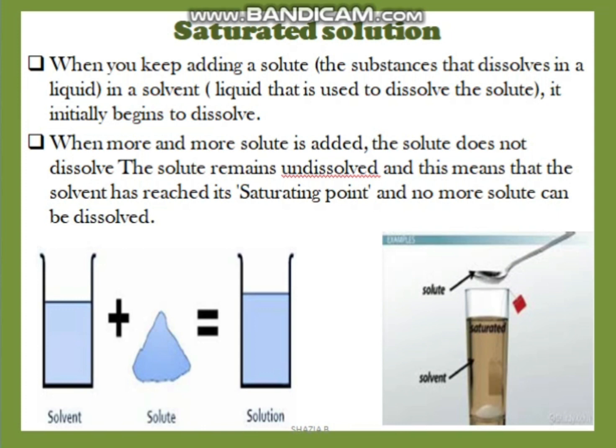That limit is called saturation. Saturation means the upper limit. A solution is said to be saturated when no more solute can be dissolved in the solvent. That means the solvent has reached its maximum limit of how much solute it can dissolve. If we keep on adding salt once it reaches a saturated solution, the salt will settle down at the bottom.